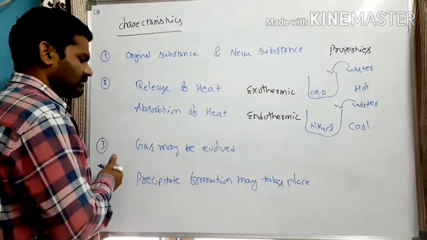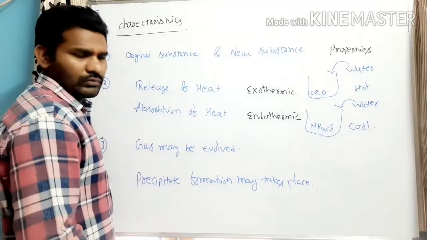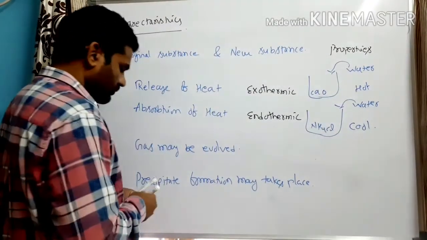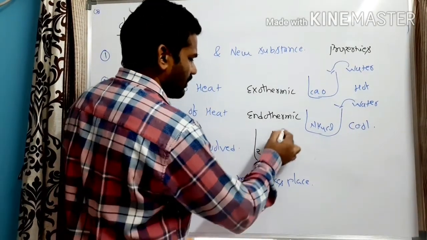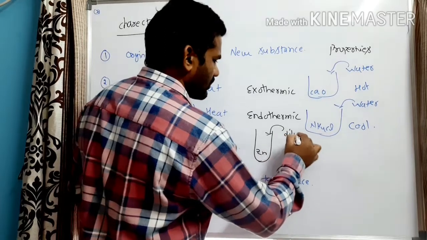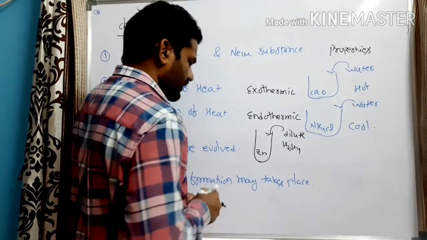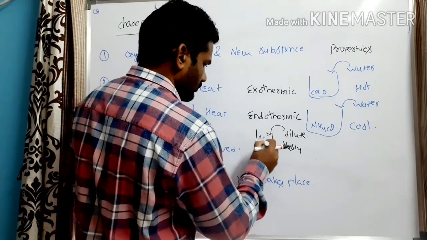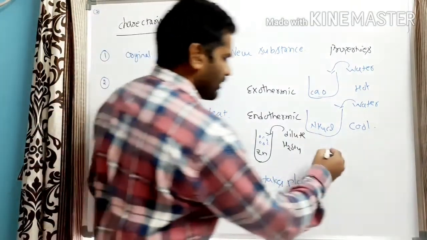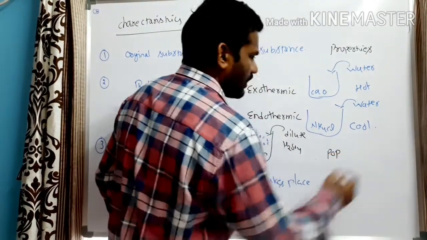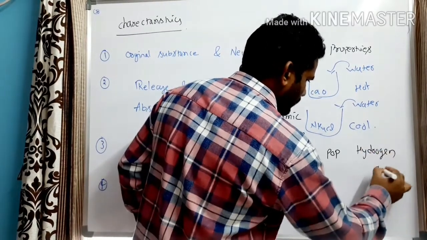Next characteristic: in a chemical change, gas may be evolved. You have already seen the example. You take zinc granules in a beaker, and when you add dilute sulfuric acid to it, air bubbles come out of it. When you test the bubbles with a burning matchstick, it puts off with a pop sound, which indicates hydrogen gas is liberated.